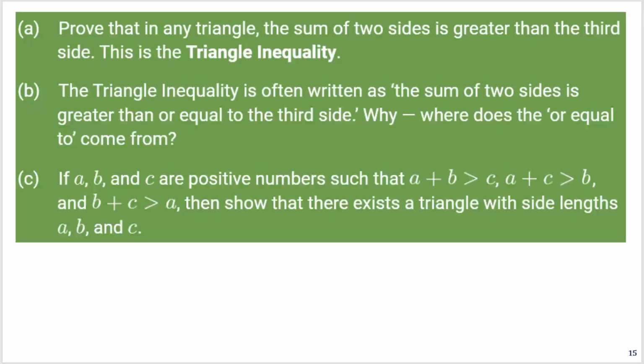And the third one is actually the reverse statement, right? So if A, B, C are positive numbers such that A plus B is greater than C, A plus C is greater than B, and B plus C is greater than A, then can you prove that there exists a triangle with side lengths A, B, and C? Okay, I'll give you 2 minutes to think about this question, and we'll have a look at the solution together, okay?